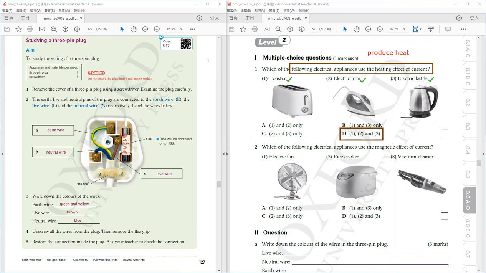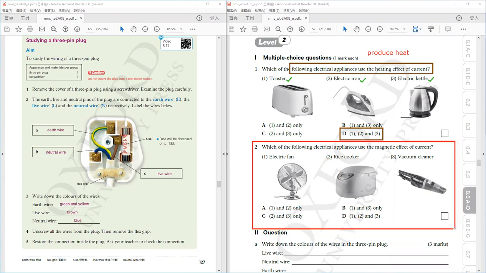Okay, so next one, question 2. Which of the following uses the magnetic effect? Whenever we say magnetic effect, it produces some movement. Let me write down here: produce movement.